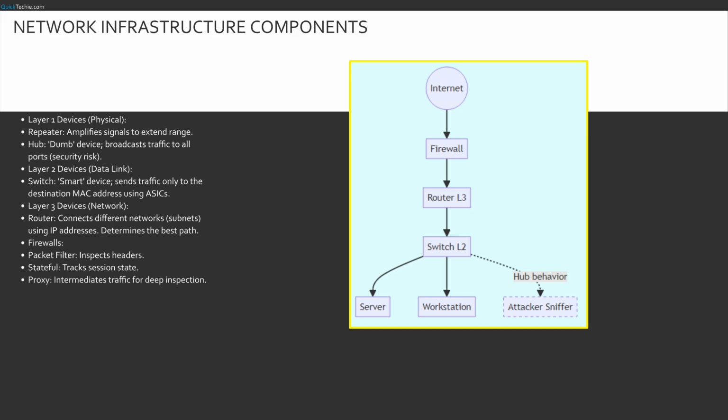The dotted line represents the risk of using a hub instead of a switch. If a hub were there, the attacker's sniffer could see all the traffic passing through.